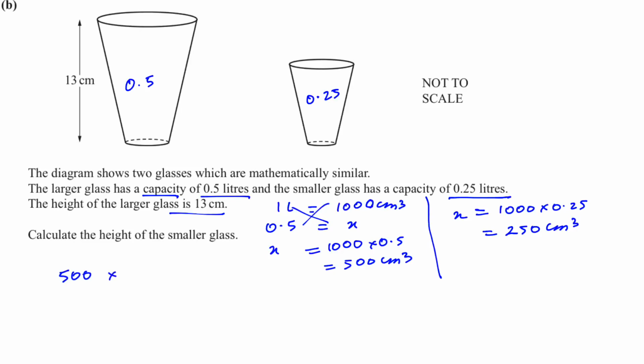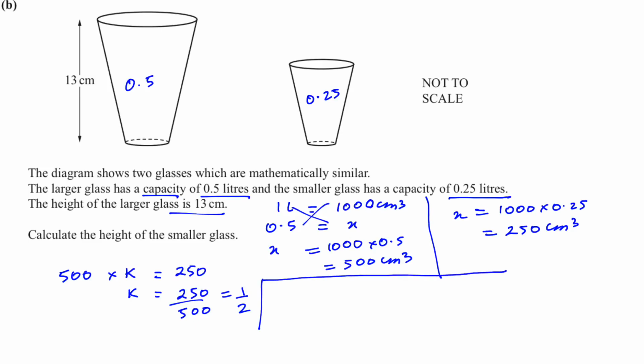Now that we have it in cubic centimeters, we will write it in the way we did before. 500 multiplied by k gives us 250. So what is our k? It's 250 divided by 500, which will give us half. But this k is for the volume. Now to find the height, you will have to write k to the power of 1 over 3. This is going to give us 13 multiplied by half to the power of 1 over 3, and that will give us 10.3.